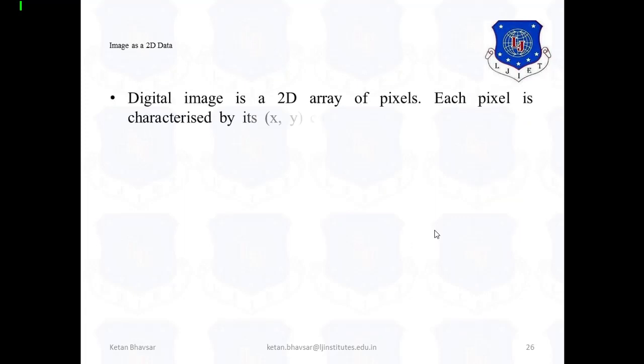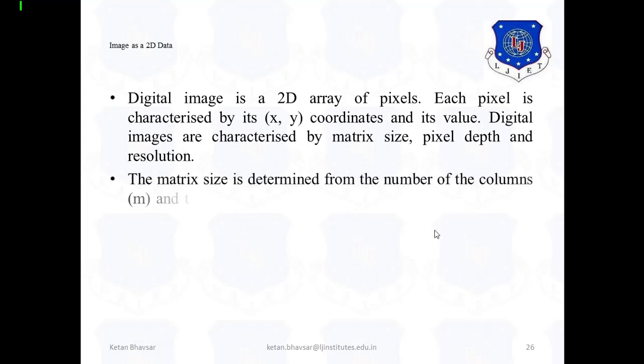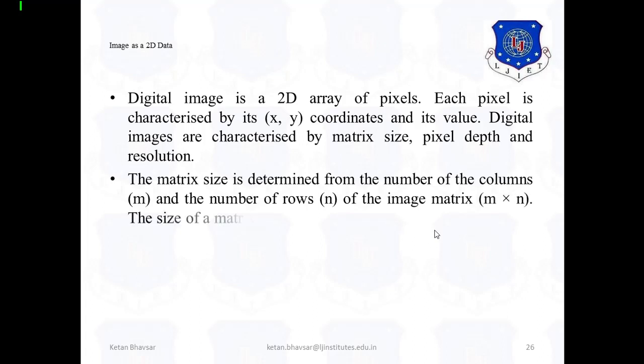A digital image is a 2D array of pixels. Each pixel is characterized by x and y coordinates and its value. Digital images are characterized by matrix size, pixel depth and resolution. The matrix size is determined from the number of columns m and number of rows n of the image matrix, m cross n. The size of a matrix is selected by the operator. It can be 255 by 255, it can be 512 by 512, it depends on the operator or user.